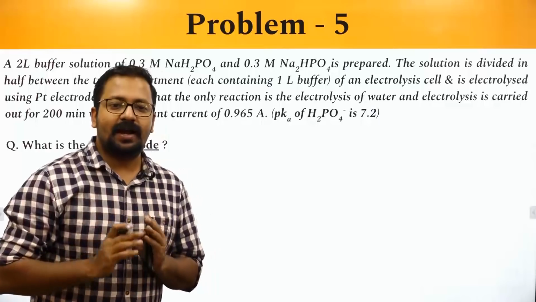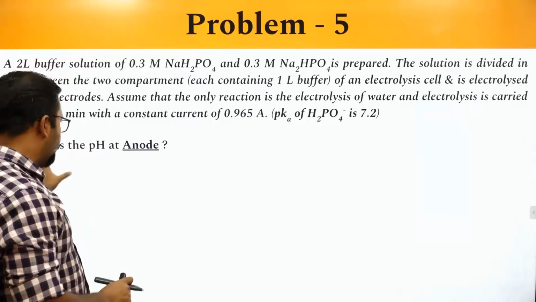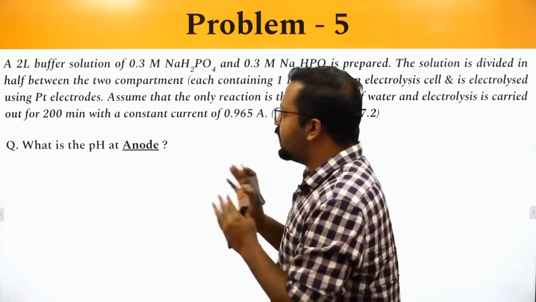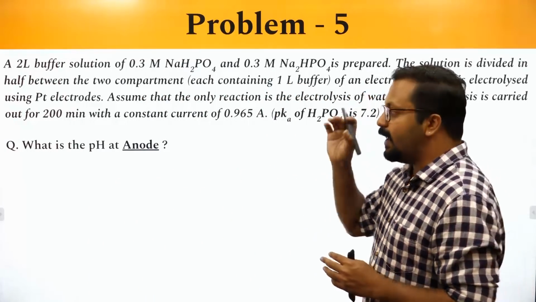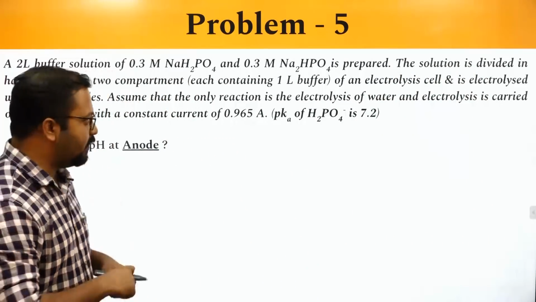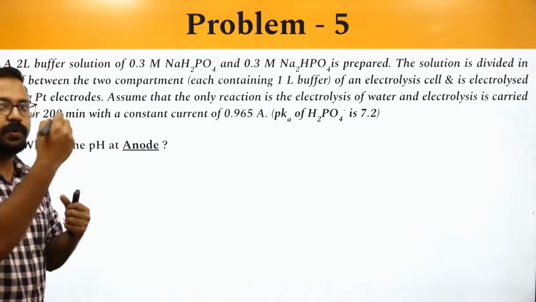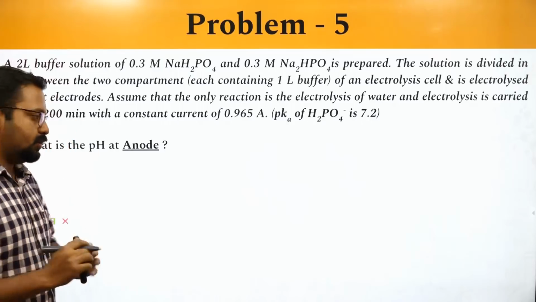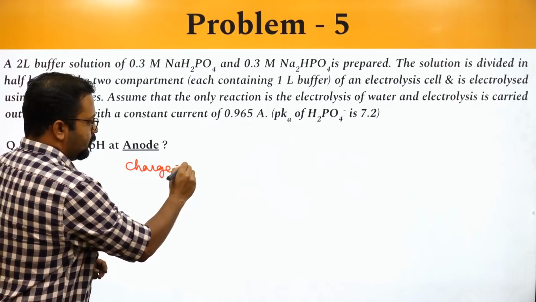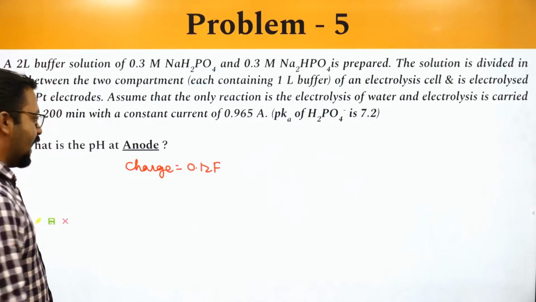So guys, let's look at this question. This question is an extension of the previous one. Over here we have to calculate the pH at the anode, and how do we do that? To calculate the pH at the anode, we would be considering whatever we had done in the previous scenario, and in the previous scenario what we had considered was that the charge which is flowing through the solution is 0.12 Faraday.